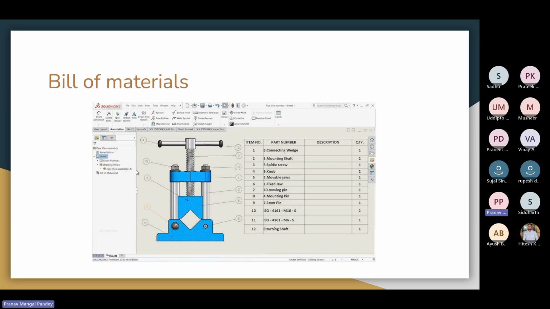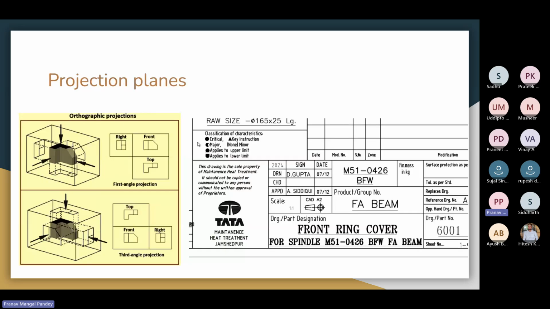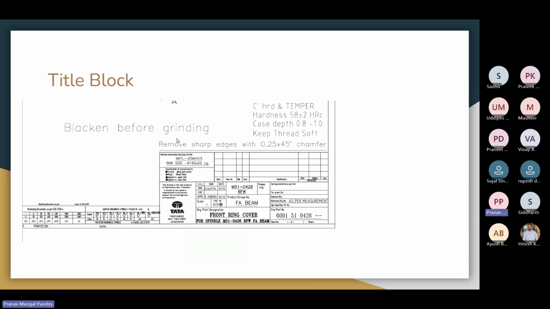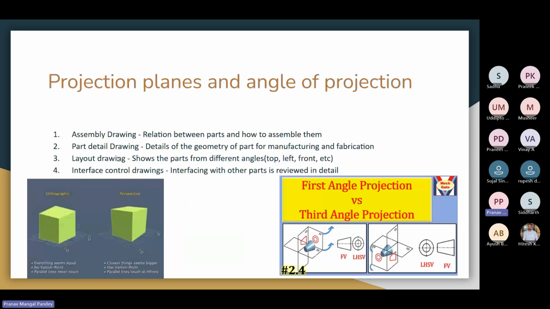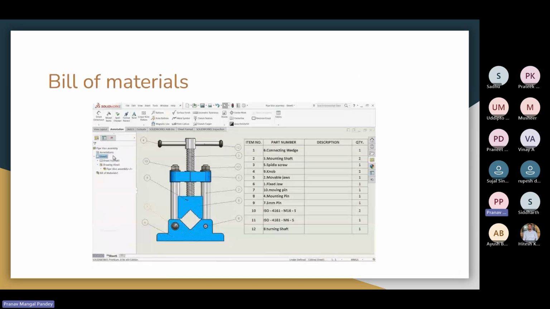So, yep. We talked about the title block. We talked about the scale block. We talked about the projections. There's one more thing in the assembly drawing. You also add a bill of materials. What is a bill of materials?